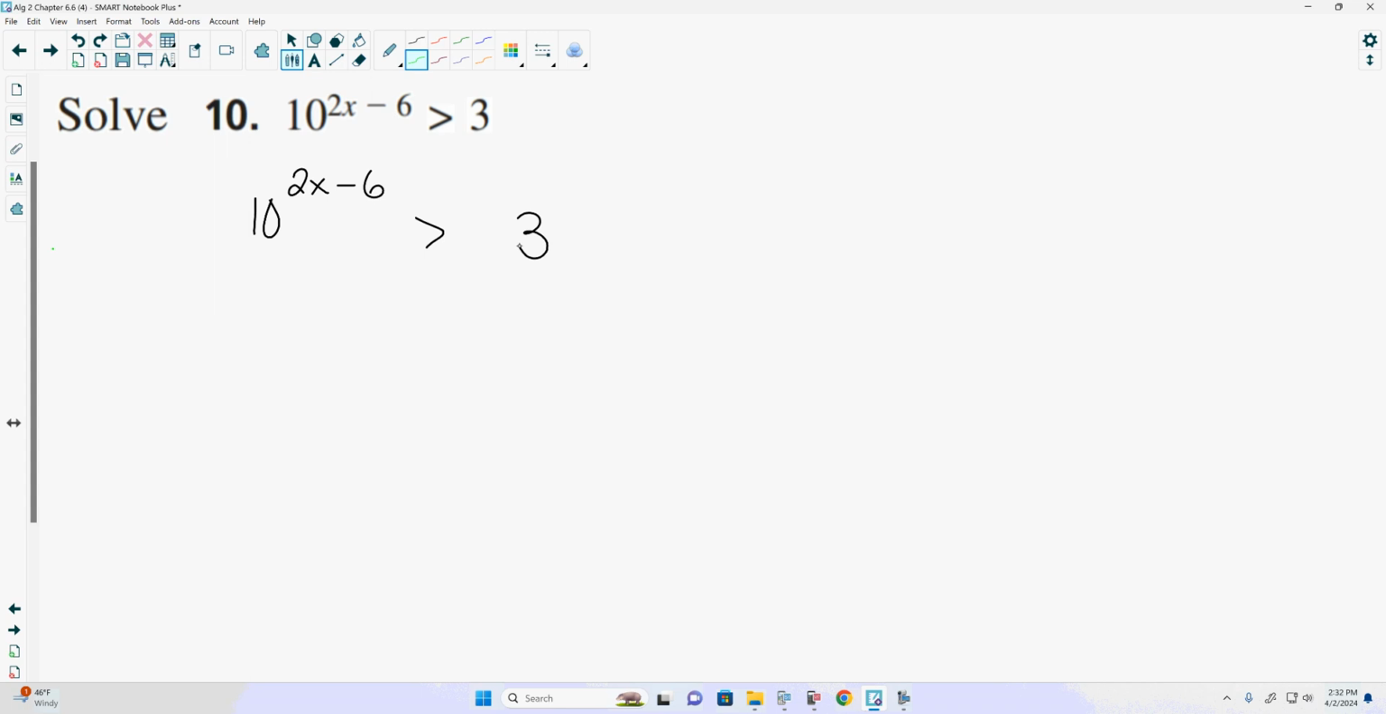So, the next one here, we have 10 to the 2x minus 6 is greater than 3. What would we do first? So we'd apply log base 10. And luckily for us, log base 10 is our common log, so we can just write it as log, because the base is understood to be 10 if it's not written. And the reason we do this is because log of 10 to the 2x minus 6 is 2x minus 6 is greater than log of 3.